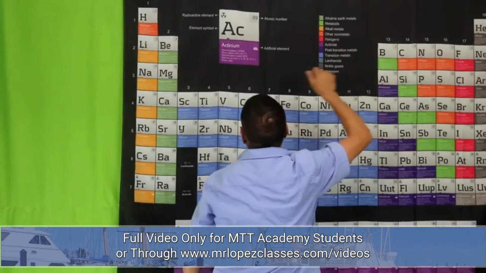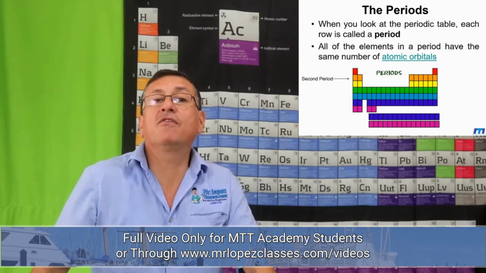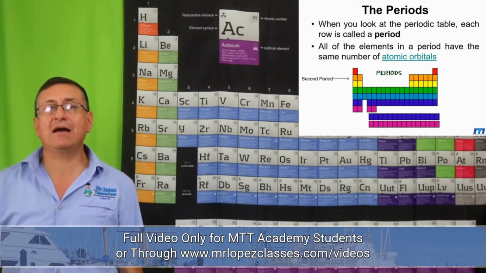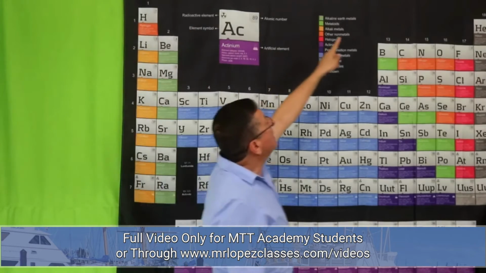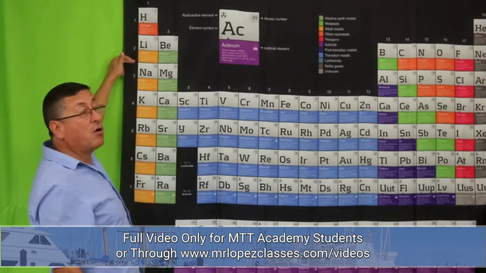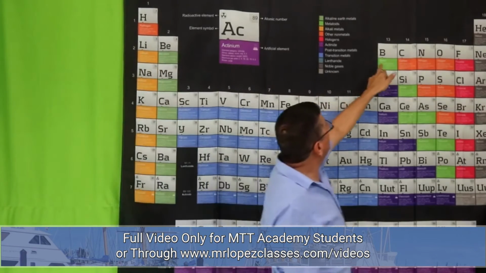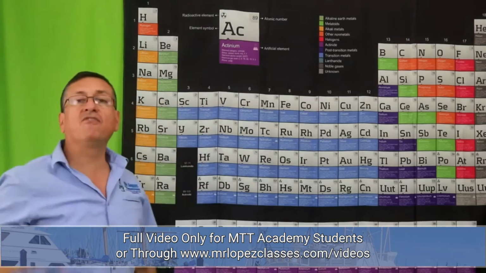Those lines, the horizontal lines, are the periods. Each row is called a period. All the elements in a period have the same amount of orbits. What is the meaning of that? The elements located here and here, hydrogen and helium, have only one orbit. The elements located in the second one have 2 orbits. According to this is the amount of orbits.